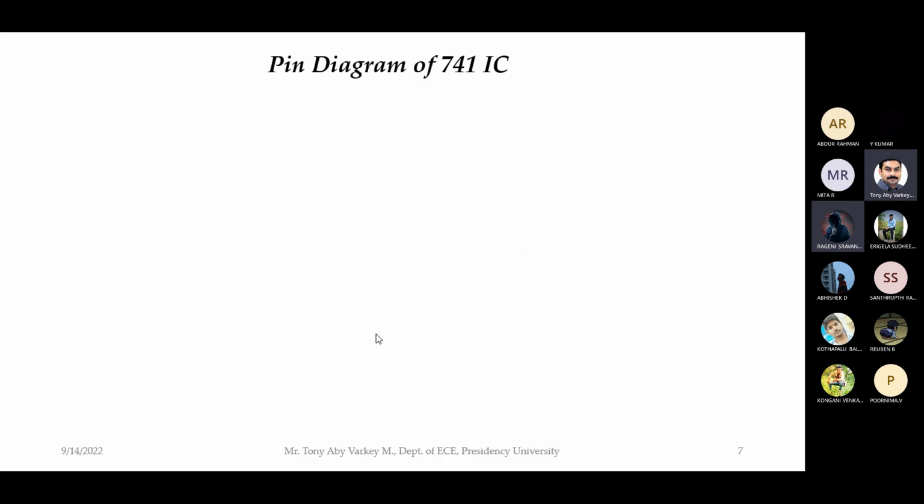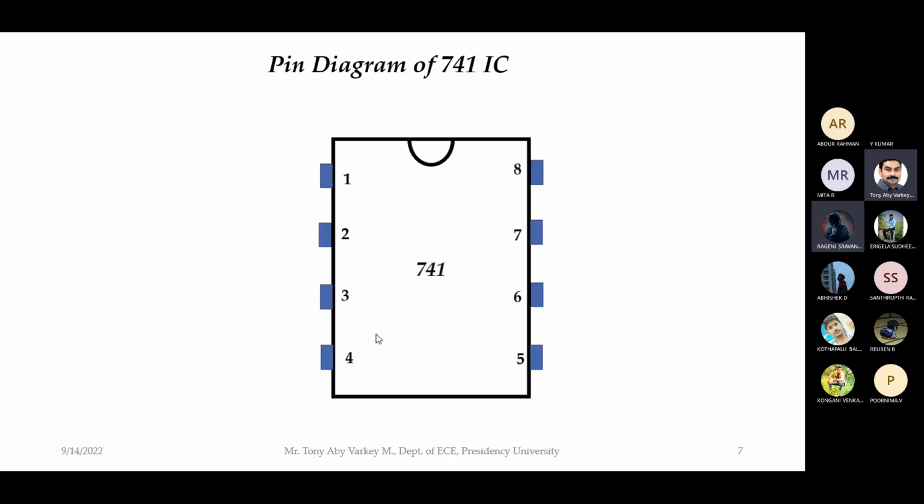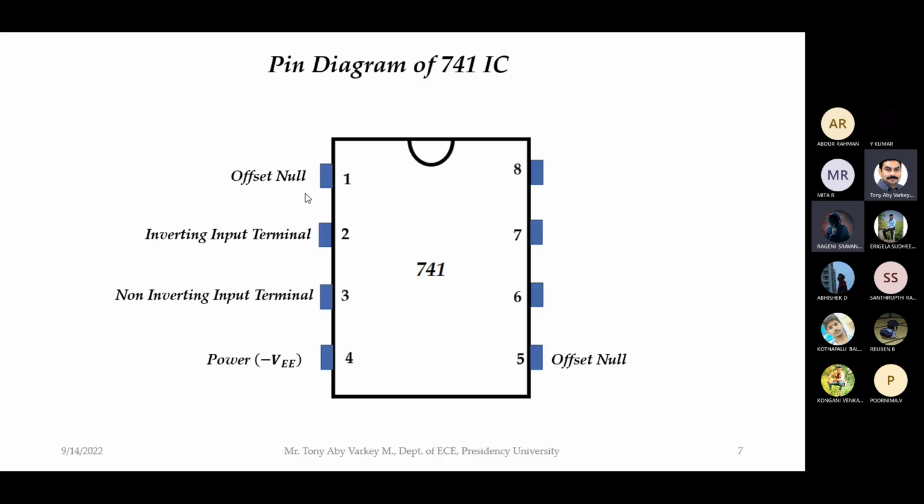Now this is the 741 IC which we will be using in our lab. It is an 8-pin IC, it has 8 legs, that is why it is called an 8-pin IC. Integrated circuit. Here the first pin is called offset null. The second pin is the inverting input terminal pin. The third pin is the non-inverting input terminal pin. The fourth one is where you give the minus VEE. The fifth one is again offset null. The sixth one is the output pin. The seventh one is VCC, and the eighth pin is not used.